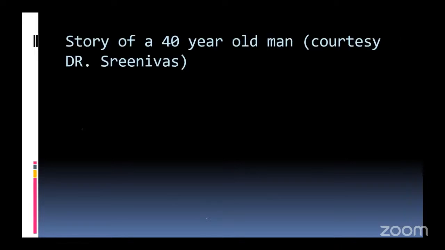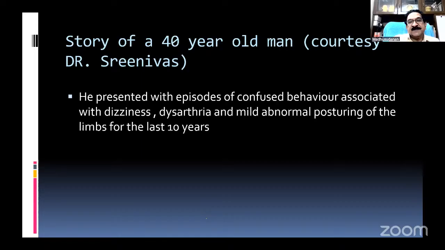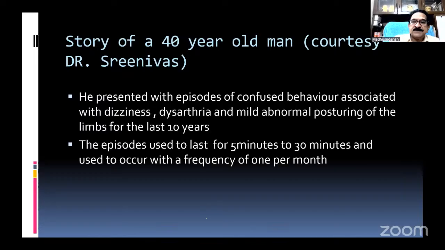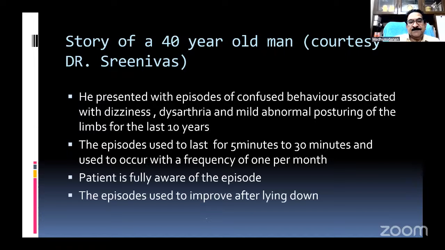This is the story of a 40-year-old man. This video was sent by Dr. Srinivas from Hyderabad. He presented with episodes of confused behavior associated with dizziness, dysarthria, and abnormal posturing of the limbs for the last 10 years. The episodes used to last for 5 to 30 minutes and occurred with a frequency of 1 per month. The person is fully aware of the episode. The episode used to improve after lying down.